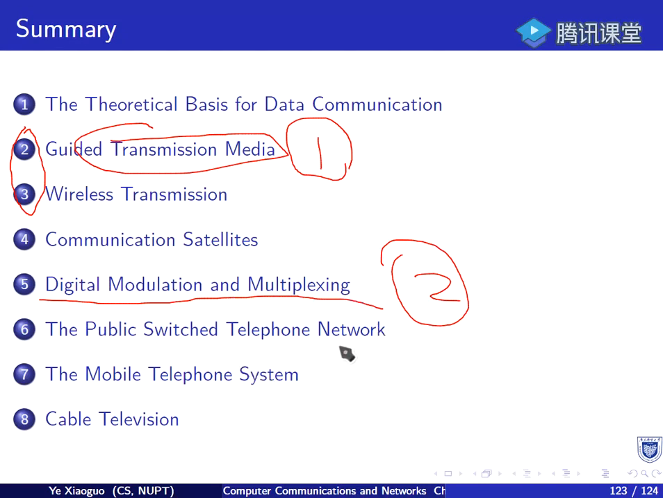This is the first. This is the third: the theoretical basis of data transmission, we should understand Nyquist theory and Shannon theory. So there are mainly 3 points we should understand: data communication, transmission media, and modulation and multiplexing.